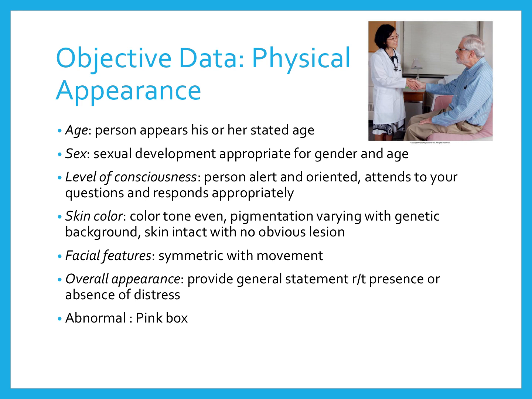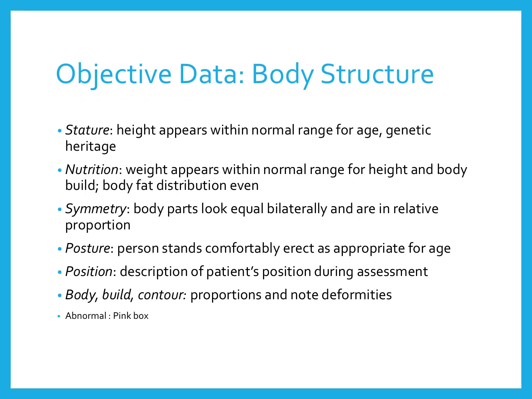In the textbook, on the right hand side, it says abnormal findings, and that is the pink box on the right hand side of the textbook that will describe what are abnormal findings for your patients. And if you know what is normal, then you can definitely pick out what is abnormal.